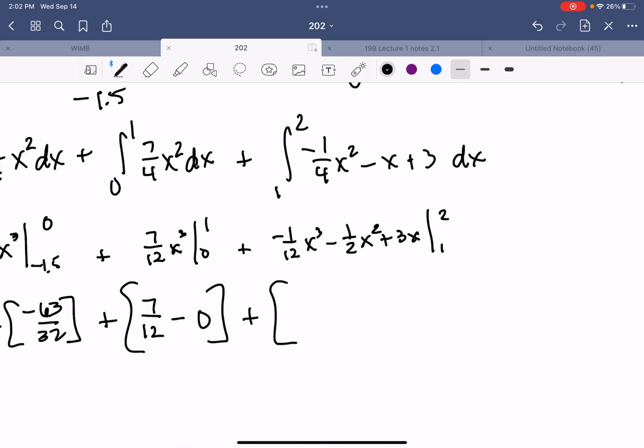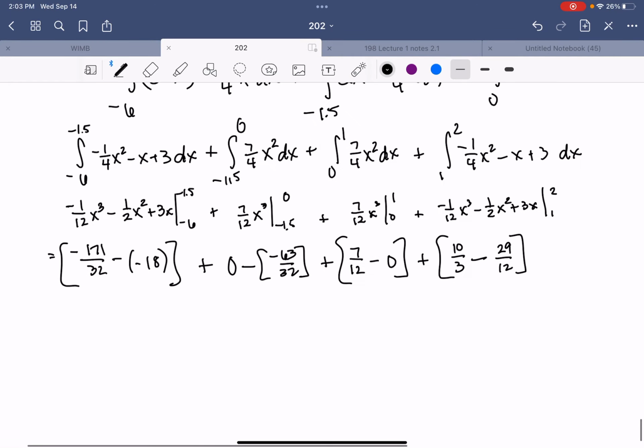And then this last one, we're plugging in 2. So -1/12 times 8 minus 1/2 times 4 plus 6 gives me 3 1/3 or 10/3 minus, when I plug in 1, I get -1/12 minus 1/2 plus 3, which is 29/12.